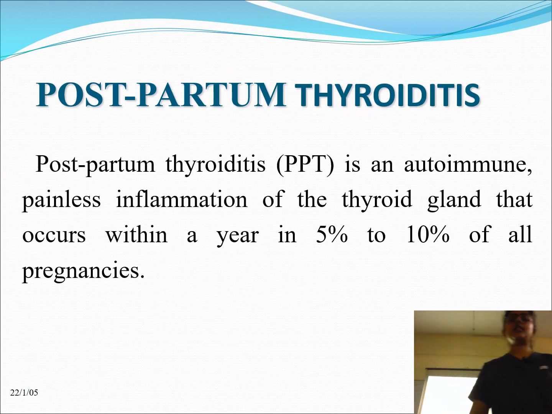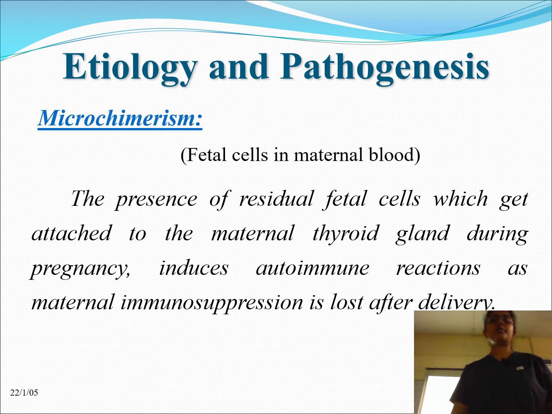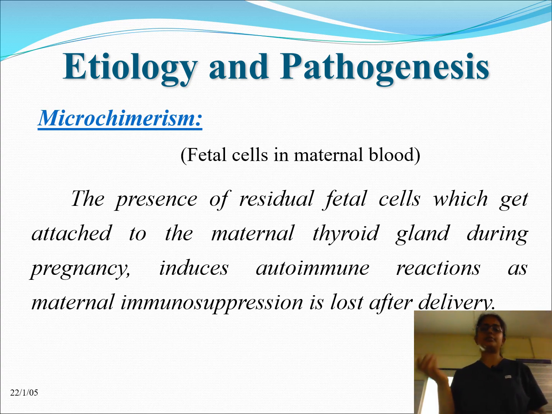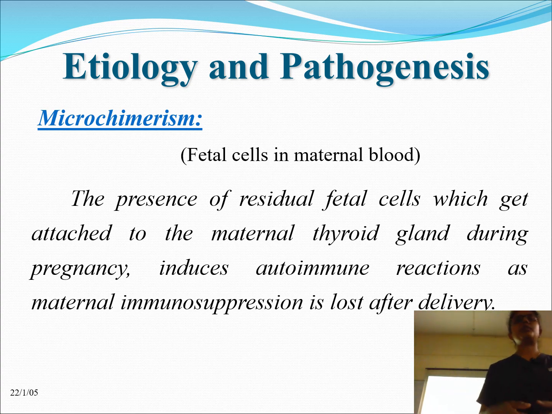Postpartum thyroiditis is an autoimmune painless inflammation of the thyroid gland that occurs within a year in 5% to 10% of all pregnancies. So what is the mechanism in this? The residual fetal cells present after delivery get attached to the maternal thyroid gland. These cause inflammation and induce an autoimmune reaction. After delivery, the immunosuppression ends in the female, so the autoimmune reaction continues, and you can see autoimmune thyroiditis.